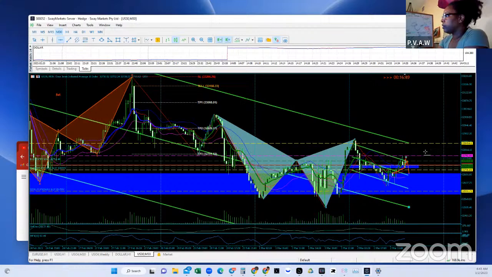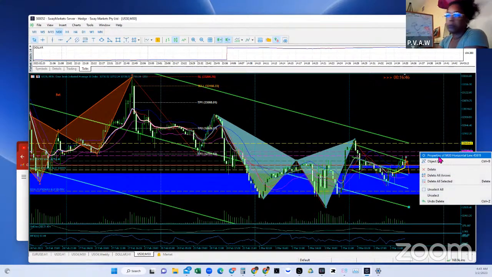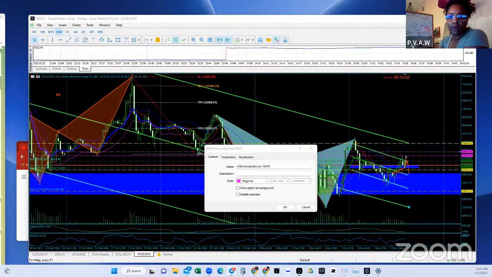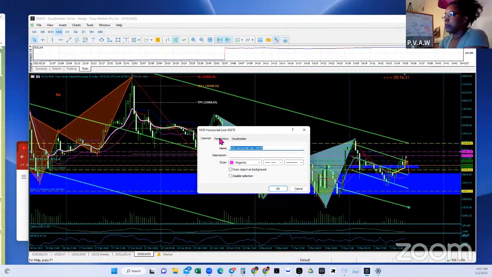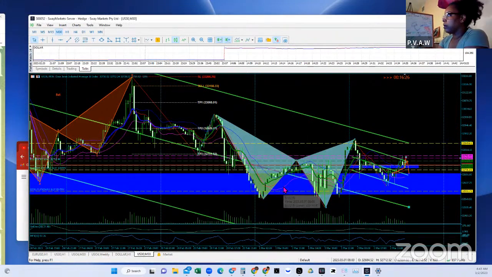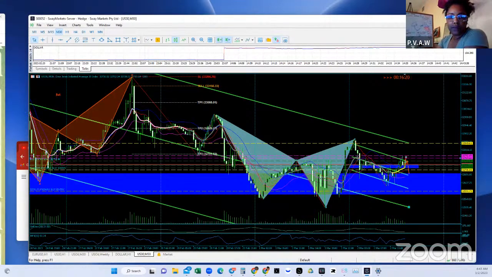Oh, it just rejected right now. Let me check my trade. Okay, my trade is fine. So it did create a head and shoulders on the M1 chart. Hold on. $32769.60 was another target.